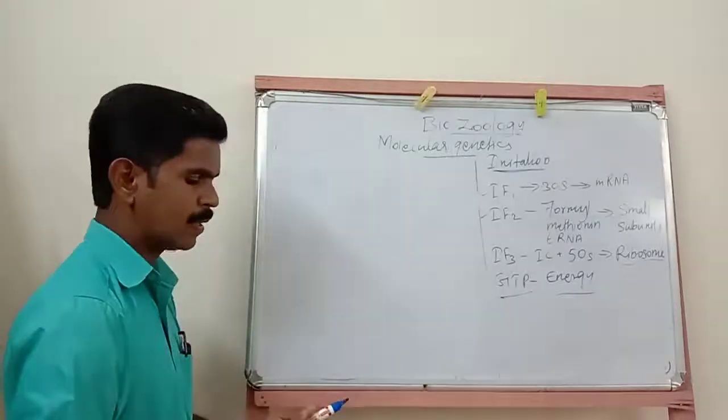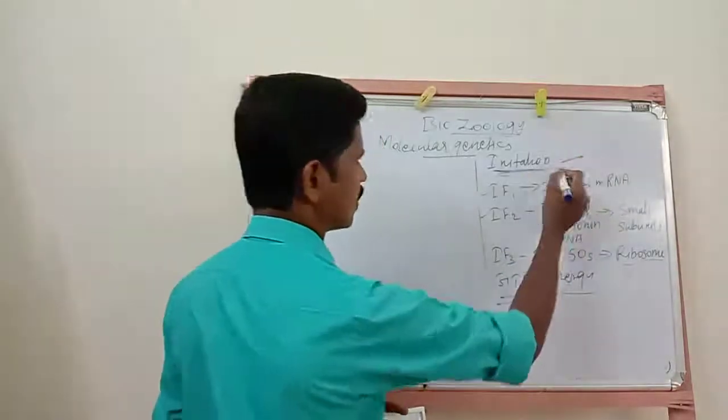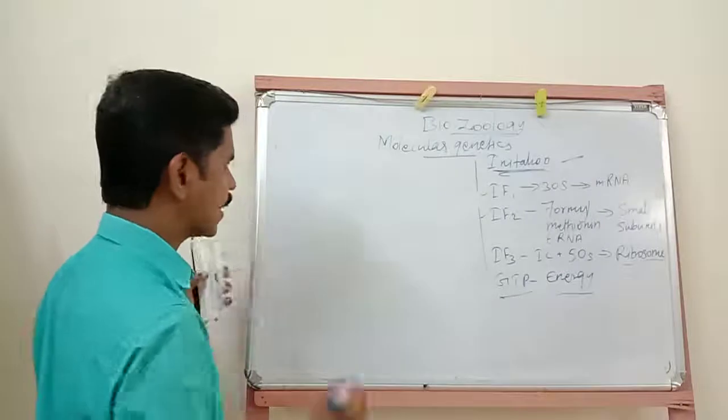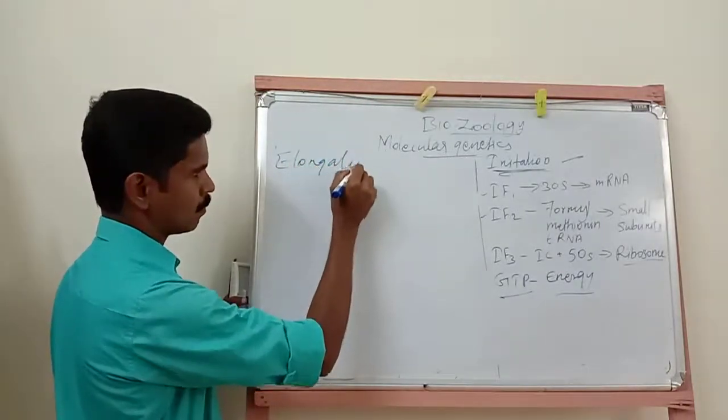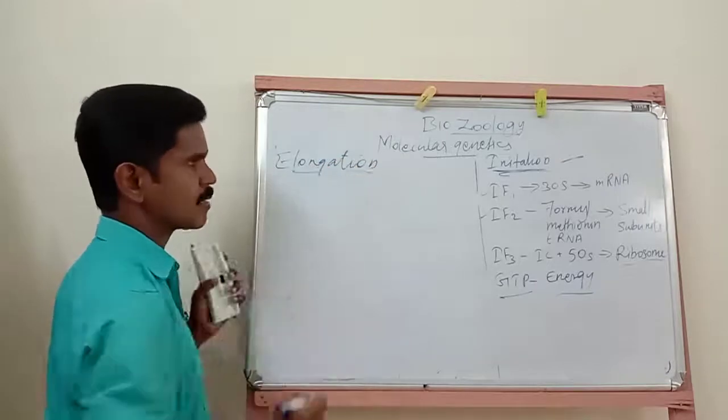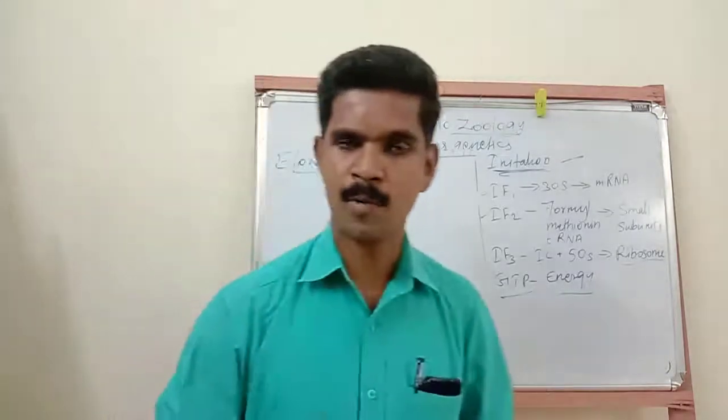So now we completed the first step in the translation process, initiation. Okay. Then the second one is elongation. The second step of this translation process is elongation.